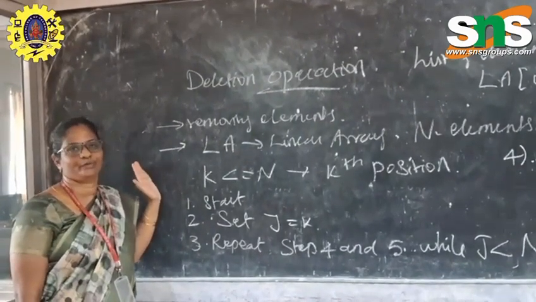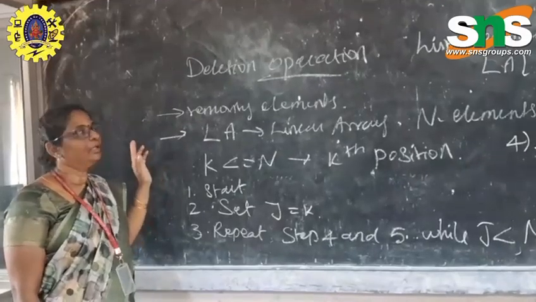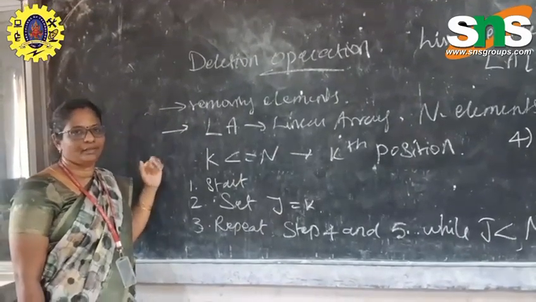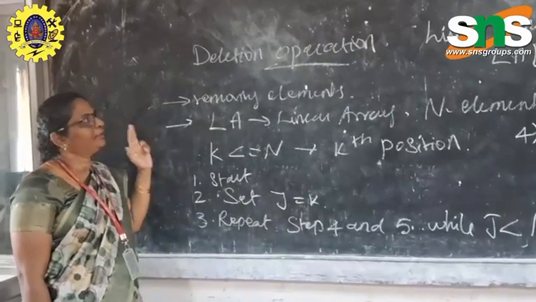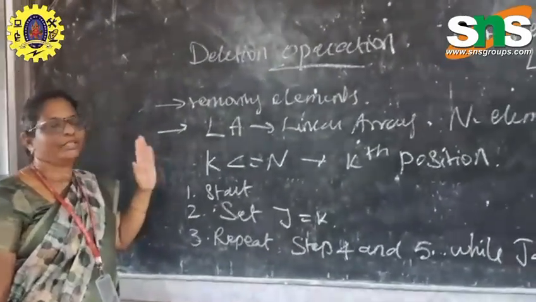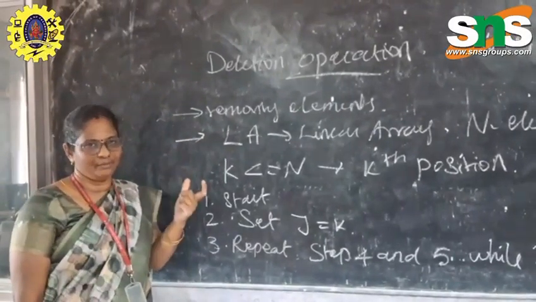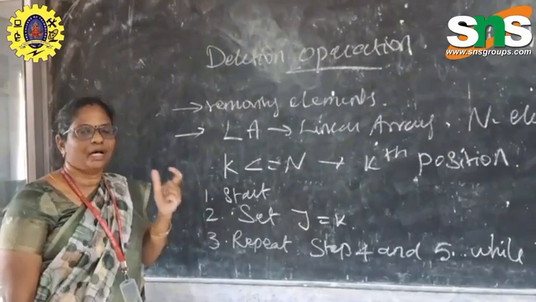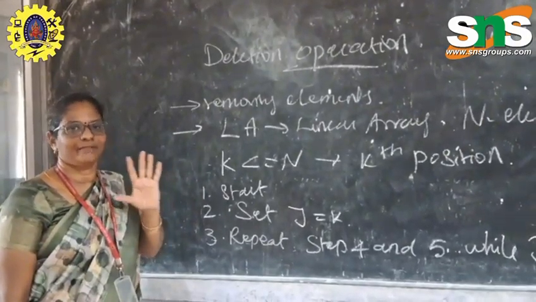The most important operation in an array is deletion. We have already seen insert, how to insert an element in a particular list. The same way, here we are going to see the delete operation, how we can delete from a particular list. If you take a list of elements, from that list we have to delete one or more elements. After that we have to display the elements after deletion.